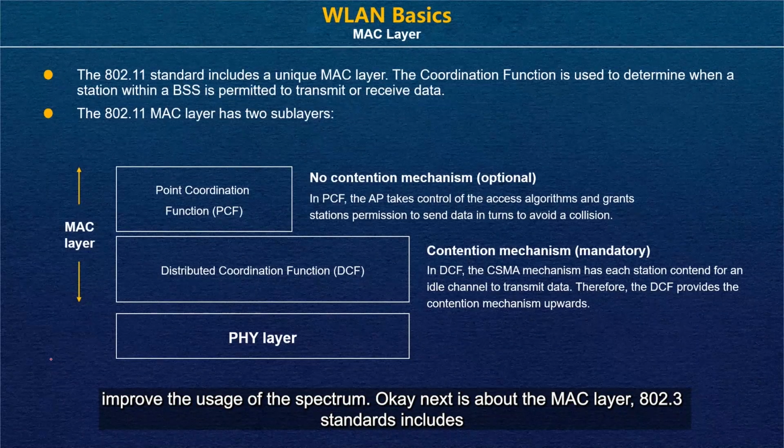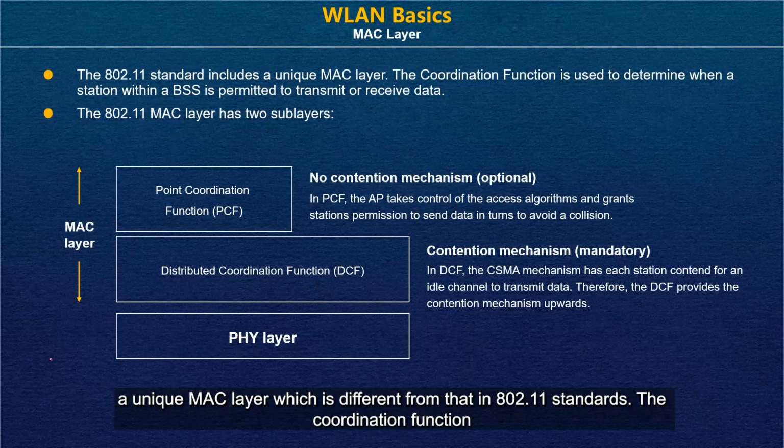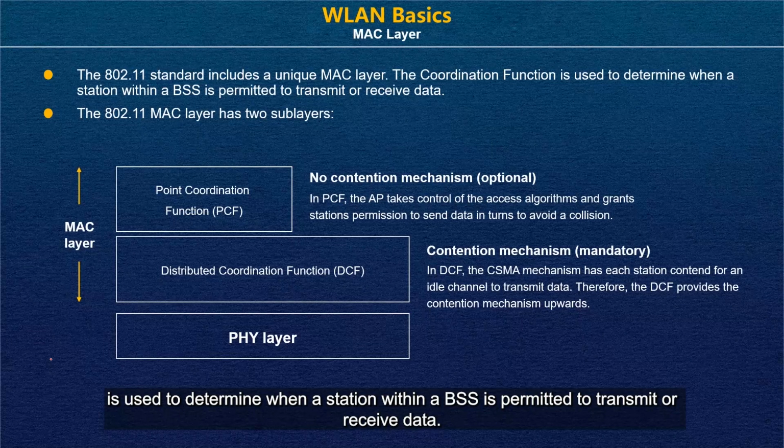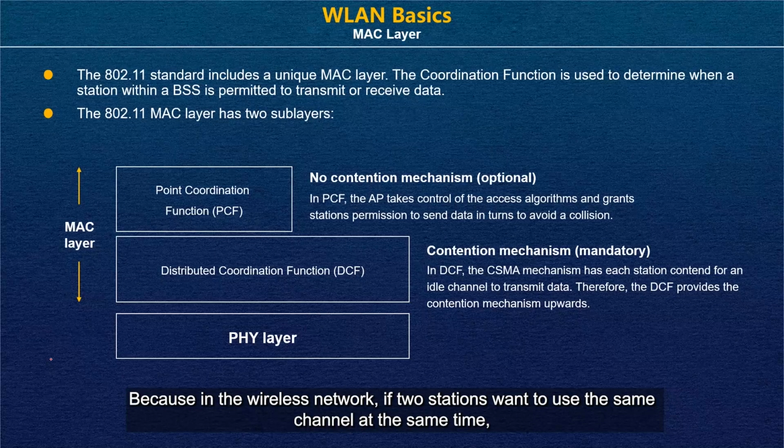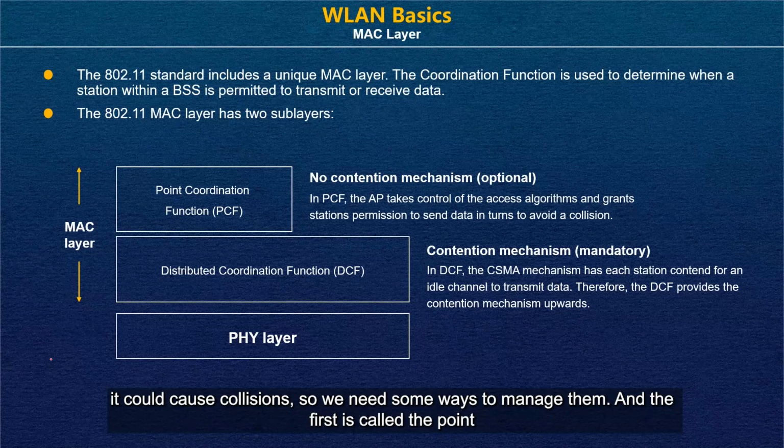Okay, next is about the MAC layer. The 802.11 standard includes a unique MAC layer, which is different from that in 802.3 standards. The coordination function is used to determine when a station within a BSS is permitted to transmit or receive data. Because in the wireless network, if two stations want to use the same channel at the same time, it could cause collisions. So we need some ways to manage them.